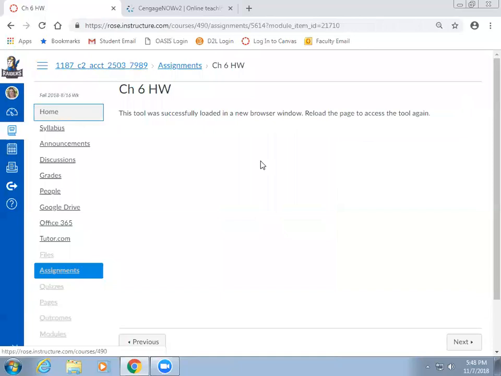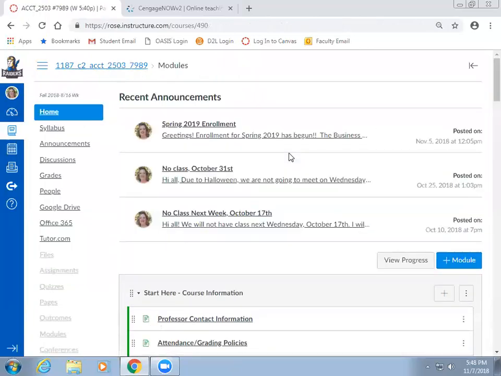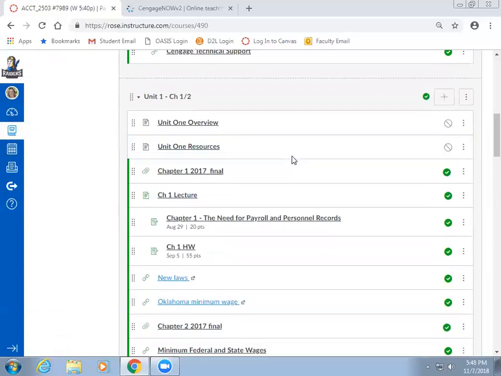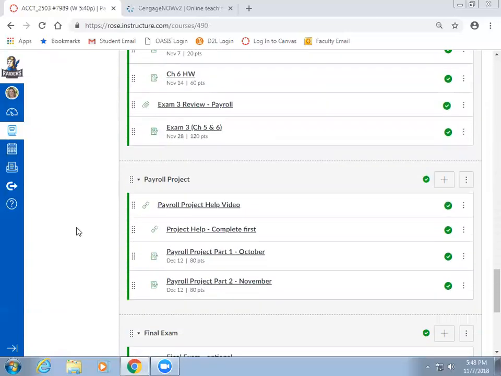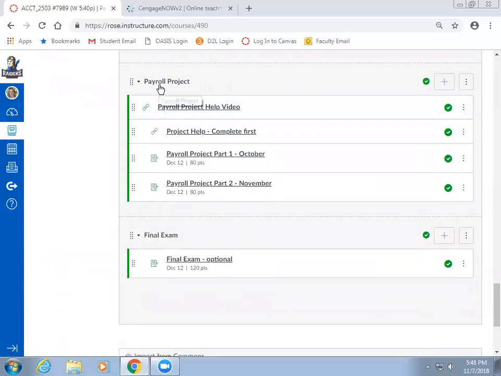Canvas. I did just do a video instruction on the project. So whenever you all are ready to complete the project, you're more than welcome to start it. If you scroll down to the bottom, it's under the last unit here. So you do have the payroll project. That help video is just me kind of talking you through the project. And then there is a project help that you can complete first within Cengage that kind of gives you an idea of what you're doing as well. So hopefully that will help.